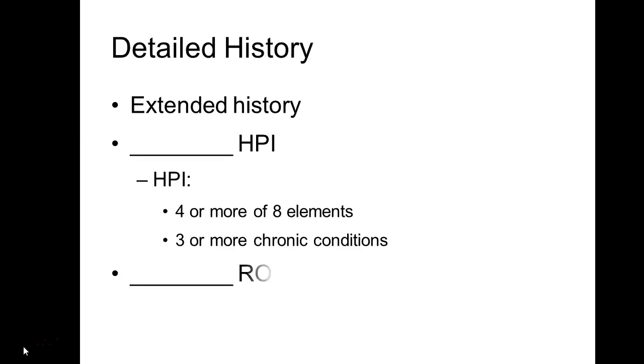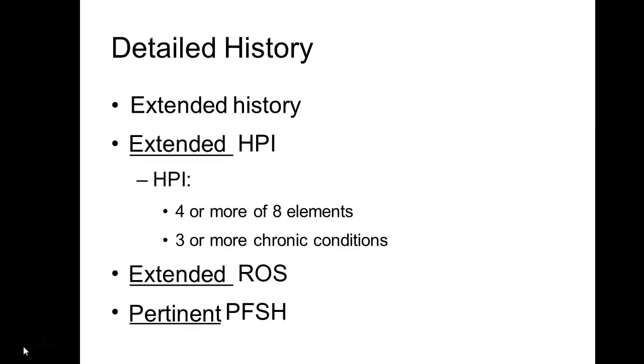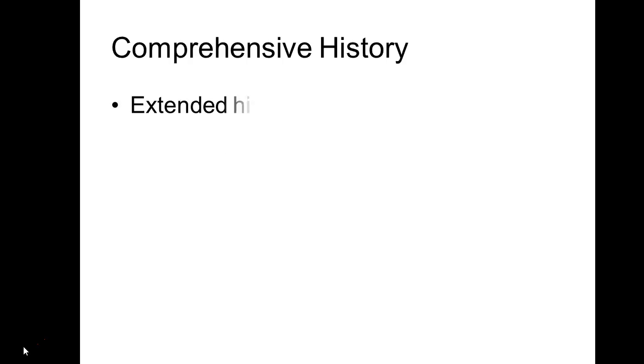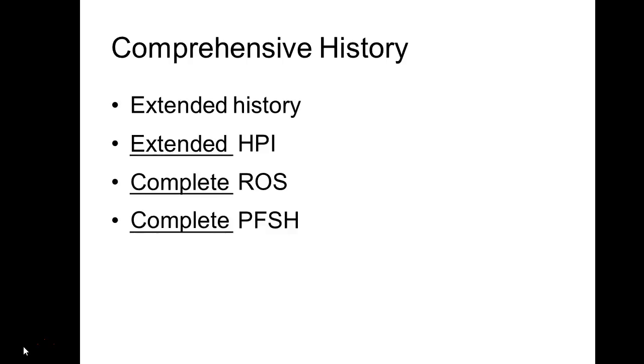By the time we get to detailed, though, okay, we are looking at 4 or more of the 8 elements of the history of the present illness. And then we are looking at 3 or more chronic conditions. We're looking at an extended review of systems and a pertinent past family and social history. So again, now we're looking at a lot more information because we have a lot more going on in the patient. By the time we get to comprehensive, we're basically doing an extended history of the present illness, complete review of systems head to toe, and a complete past family and social history to really understand everything that's been going on.